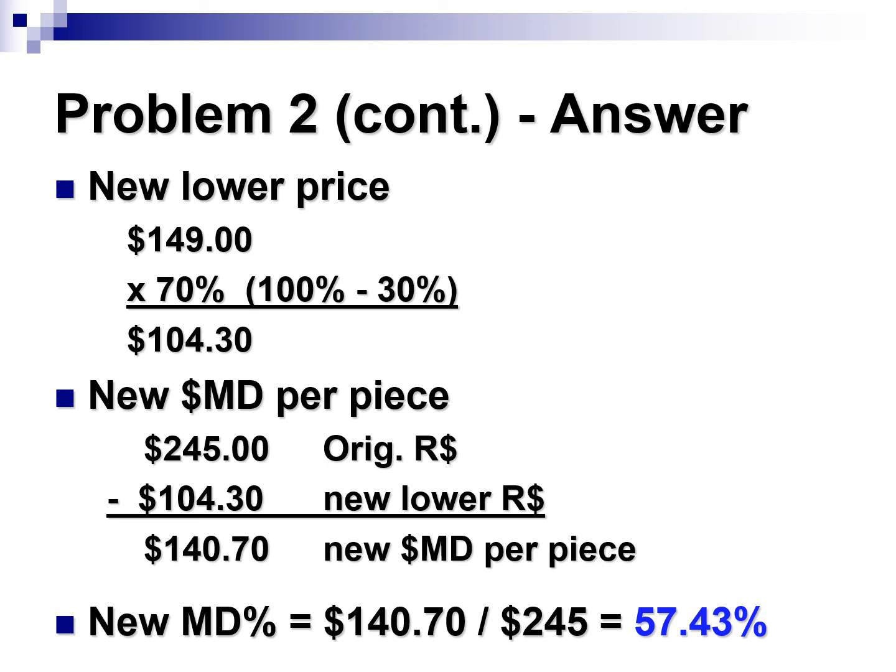So the new markdown percent will be again the dollar markdown of 140.7, divided by the original previous retail, which was 245. That would give us a 57.43% markdown percent. Of course, it was 30% off of the previously reduced price, but from the original retail price, it is 57.43% off markdown.